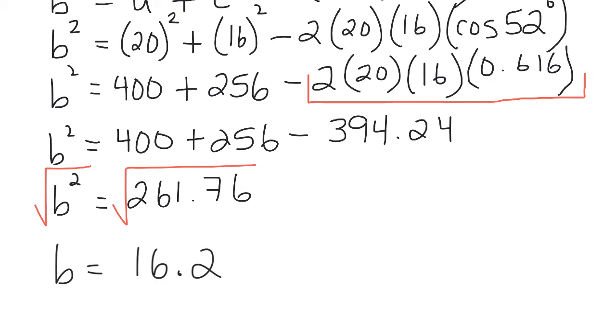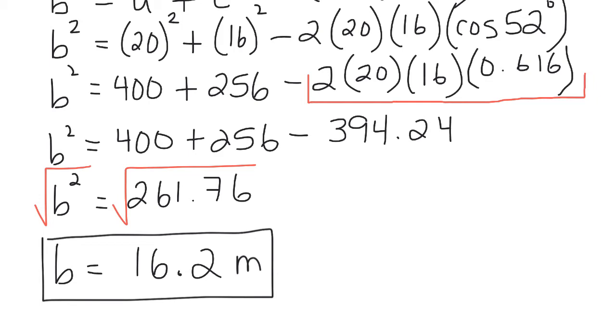Now there were units given in the original diagram. The side lengths were measured in meters. So this is actually going to be 16.2 meters. And so our final answer for the side length of side B is 16.2 meters.